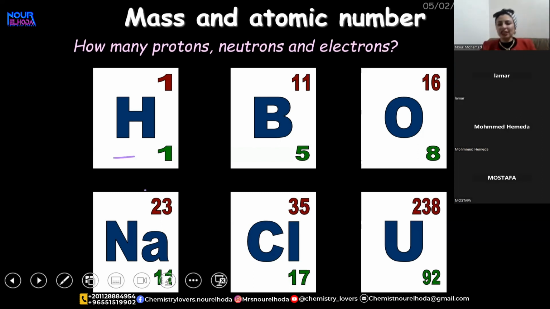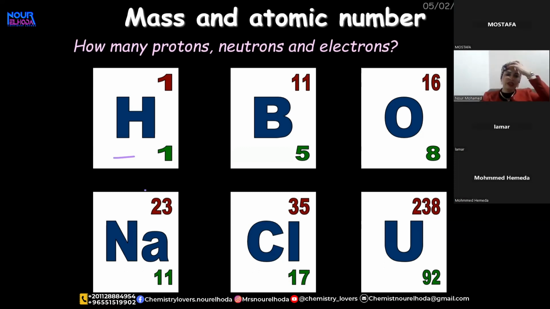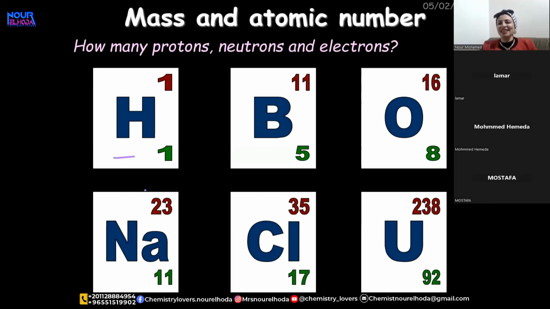For hydrogen, as an example, I want here how many protons are there, how many neutrons are there, how many electrons are there. So what I'm going to do, I'm not going to take any question for now. At the end, I'm going to take all the questions. So for hydrogen, how many electrons are there, how many protons are there, how many neutrons are there?